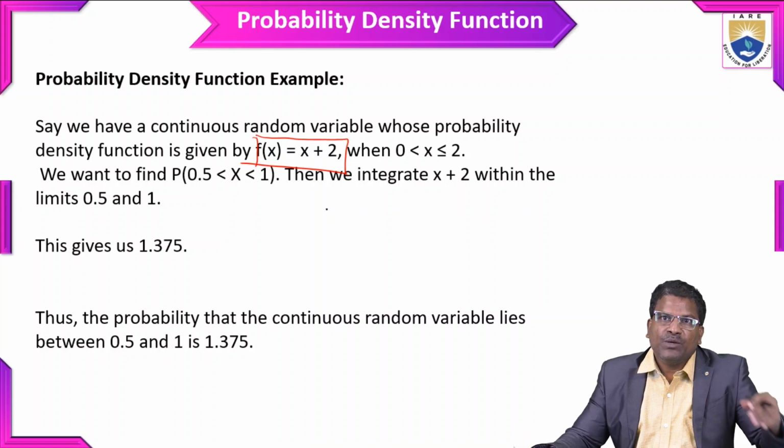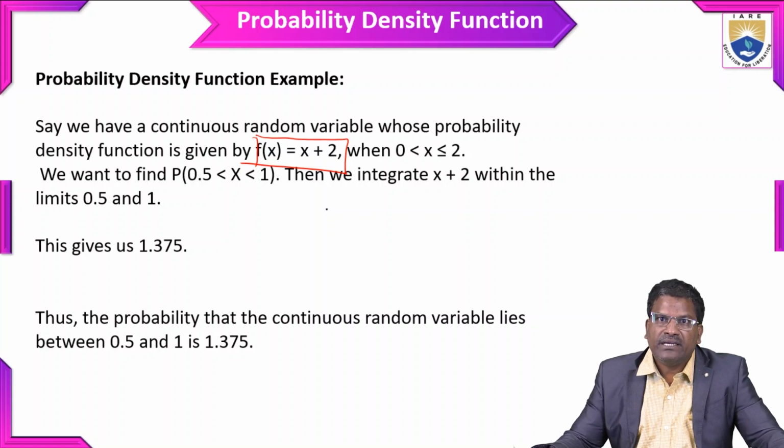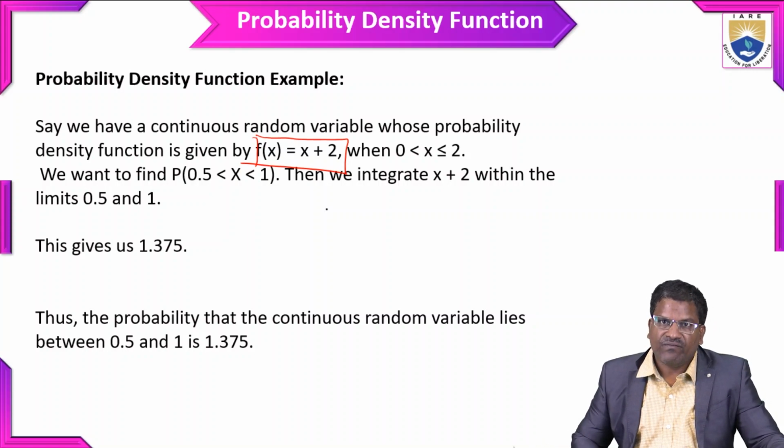Thus, the probability that the continuous random variable lies between 0.5 and 1 is 1.375. Let us integrate between the limits 0.5 and 1: the integral of x + 2 dx between the limits 0.5 and 1. Its value is 1.375.